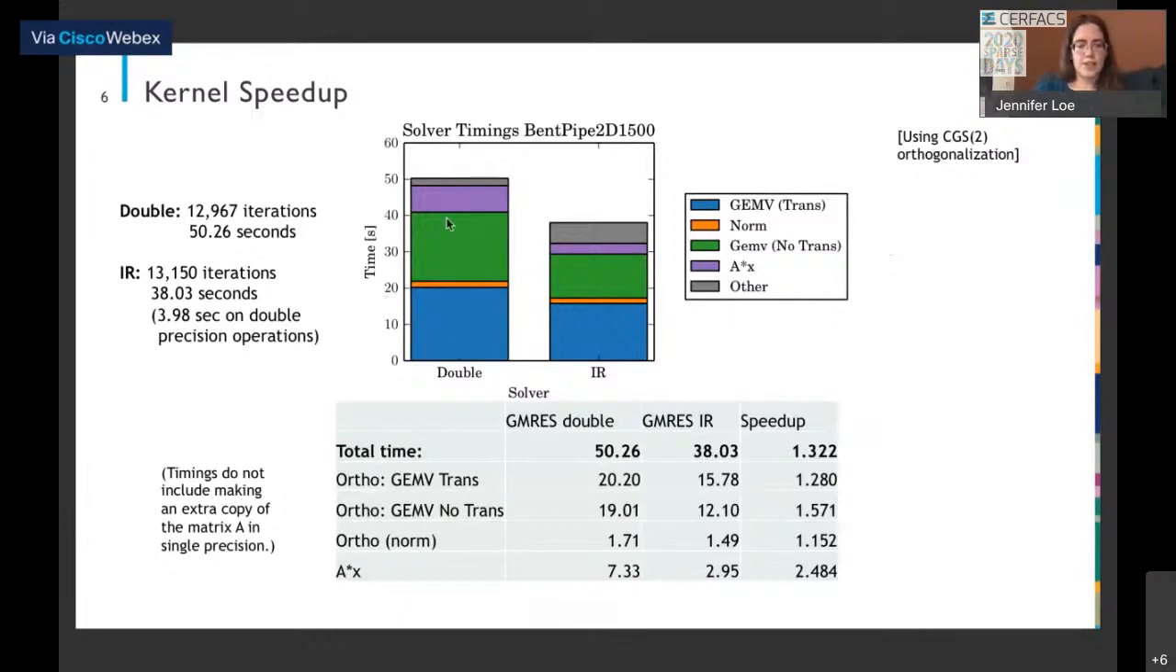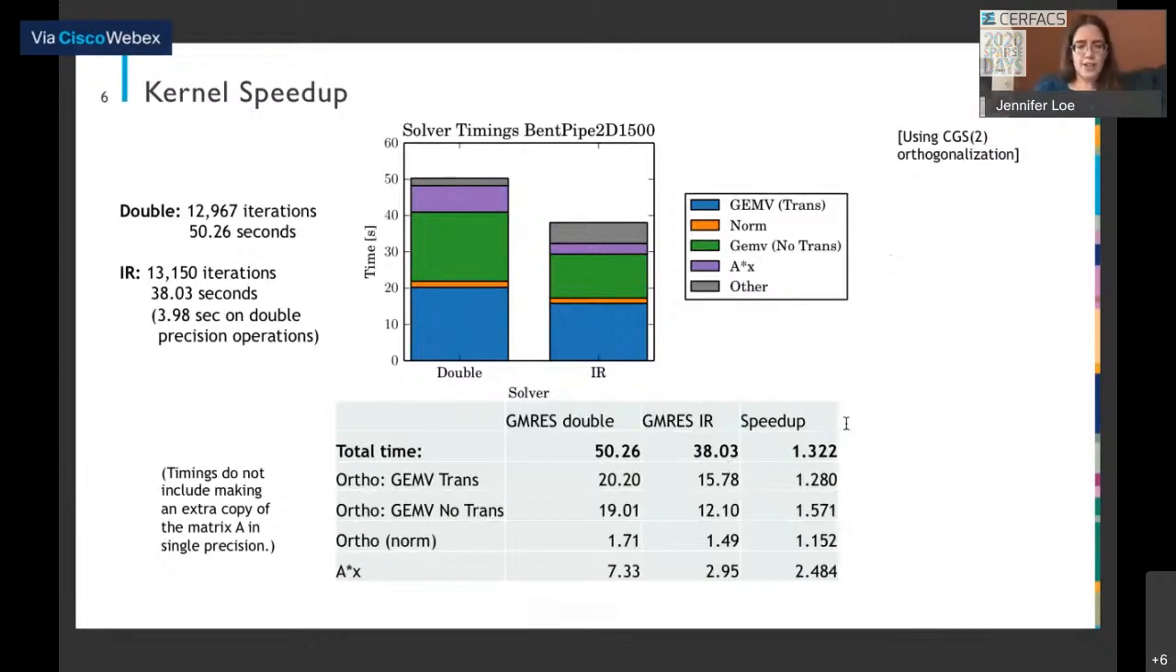And then the rest of the kernel is split up into this sparse matrix vector product in the purple. And these other operations in the top for the double precision solver, that's just your small dense operations solving the least squares problem. For the IR solver, that also includes recomputing your residuals and your new solution in double precision.